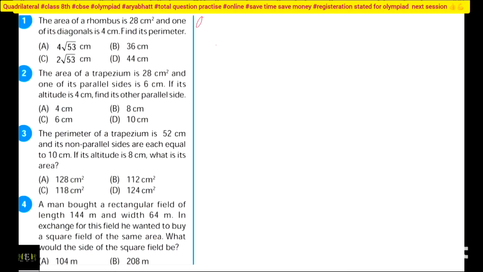Okay. Now see question number 2. The area of the trapezium is 28 centimeter square and one of the parallel sides is 6 centimeter. Okay, so if I say that I have a trapezium and one of the parallel sides is 6 centimeter, if its altitude is 4 centimeter, find the other parallel side. Now suppose this is a trapezium ABCD. And what they are saying is that total perimeter is 52. Non-parallel sides means these are the non-parallel sides and each are 10 centimeter. No, sorry. And one of the parallel sides is 6. If its altitude is 4 centimeter, find the other parallel side. So they are asking about the parallel sides.